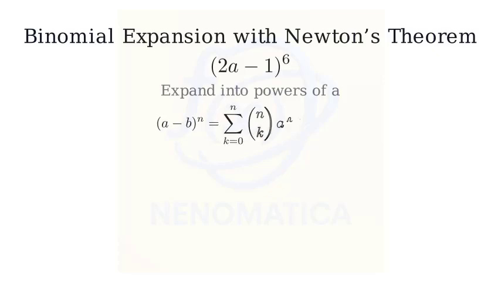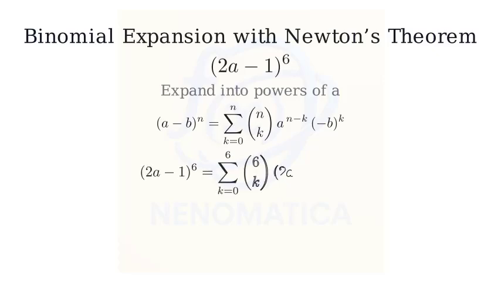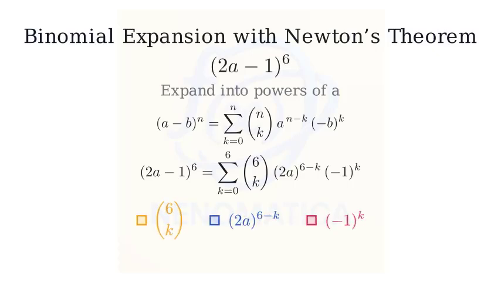It says (a minus b) to the n equals the sum from k equals 0 to n of the binomial coefficient n choose k, times a to the n minus k, times negative b to the k. For our expression, 2i minus 1, the a is 2i, the b is 1, and n is 6. So we get the sum from k equals 0 to 6 of 6 choose k, times 2i to the 6 minus k, times negative 1 to the k.